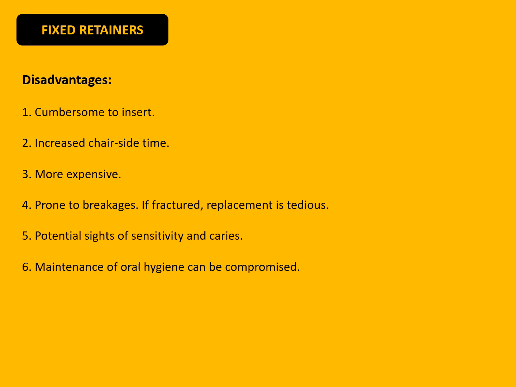And if the retainer is fractured, you have to remove the entire retainer. That is, if you place a retainer from canine to canine, you will have to remove everything, remove all the composite, clean up, and then replace the retainer. So it's a tedious process. And also, there can be areas of sensitivity or caries developing around the fixed retainers. Certain times the maintenance of oral hygiene can be compromised. Apart from these, there are no other specific disadvantages to fixed retainers.